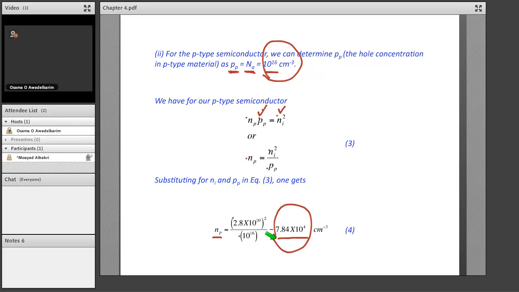So this is how we dope materials, and this is how we make a semiconductor more conductive. So we will now stop here and conclude this chapter, and we will be ready to move on to chapter 5 next.